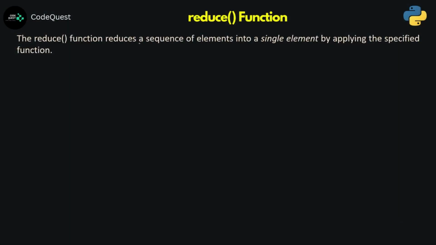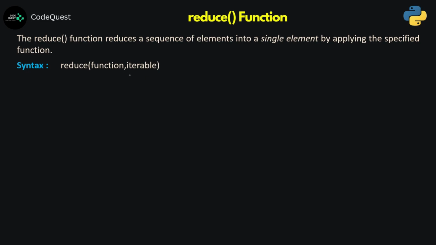The reduce function basically reduces a sequence of elements into a single element. So we take a function and we also take an iterable. Whatever sequence of elements are present in the iterable will be converted into a single value by applying the particular function. In the syntax, we write reduce, and the first argument is the function and the second one is the iterable.